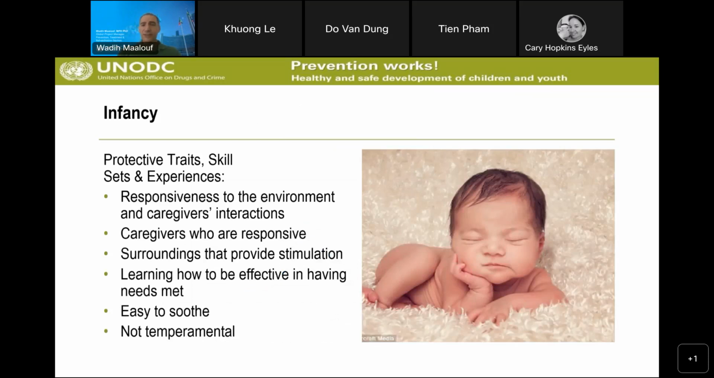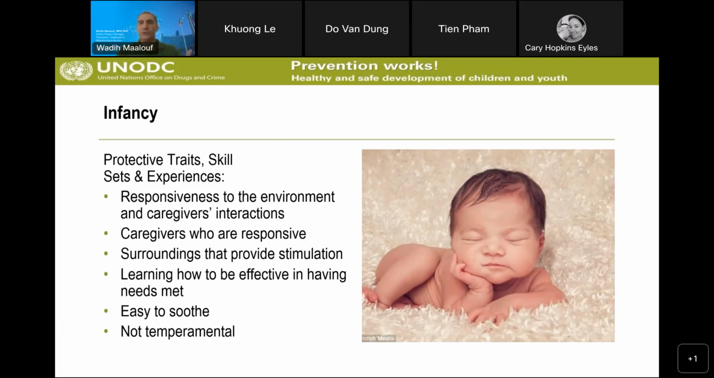So in infancy, we're talking about a child, and what does the brain need in terms of that development? An environment that is responsive to them, a positive interaction with their caregivers, a stimulating environment so that they test all of their skills and adapt as they grow from one age to the other. They have to learn what message they need to send in order to receive the attention they need, and the environment needs to learn how to soothe them. The environment, in most cases, is the caregivers, right? And how not to become temperamental. So basically, these are important milestones of development within infancy.